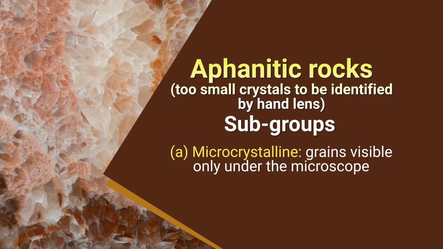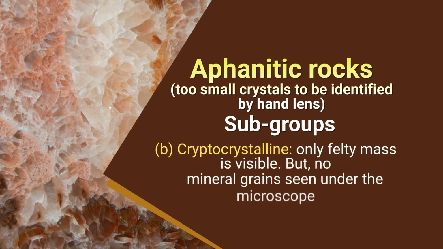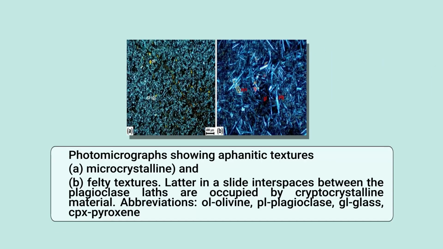Now, aphanitic rocks are those rocks where the crystal size is too small to be identified by hand lens. They can be subdivided into 2 subgroups: microcrystalline, grains visible only under the microscope, and cryptocrystalline, when only a felty mass is visible but no mineral grains are seen under the microscope. Here is the slide which is seen under the microscope. Texture A, microcrystalline, on my left hand side, and B, felty texture, on my right hand side.